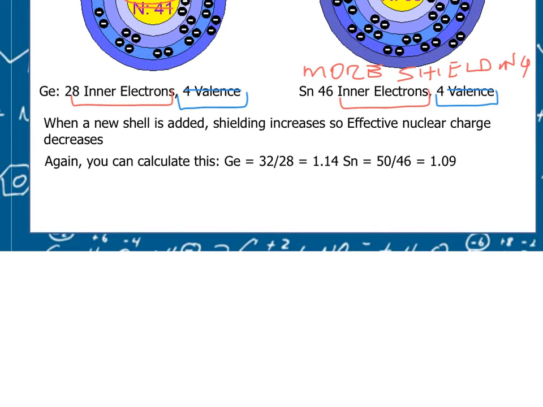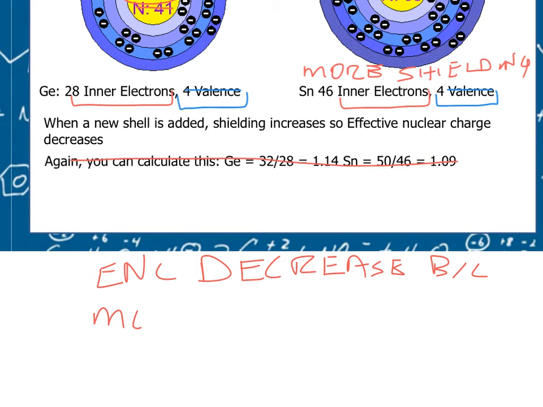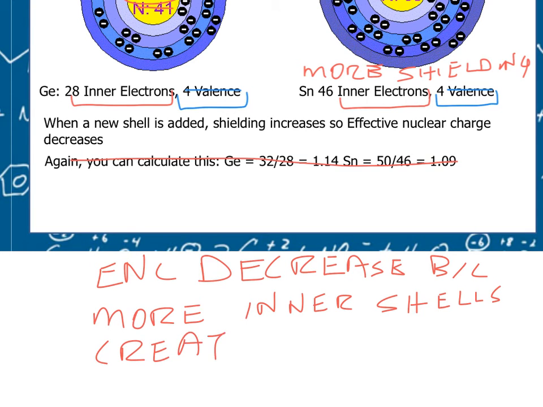So that means for your AP safe answer, and we're not going to write about this, you're just going to say as you go down, effective nuclear charge decreases because there are more inner shells creating shielding. Don't talk about the attractive force increasing. Don't talk about the shielding increasing more relative to the attractive force, because that's not safe as a blanket statement. If asked about a vertical change, stick to this.